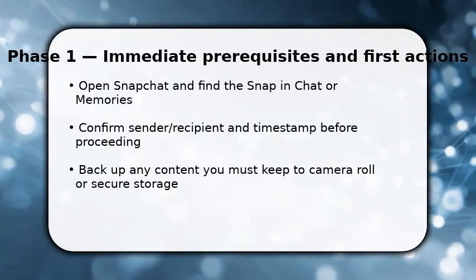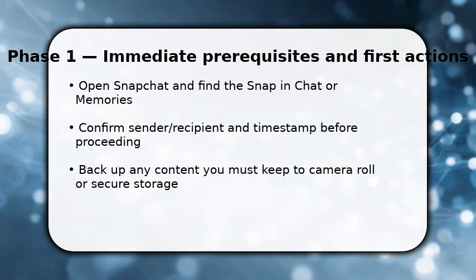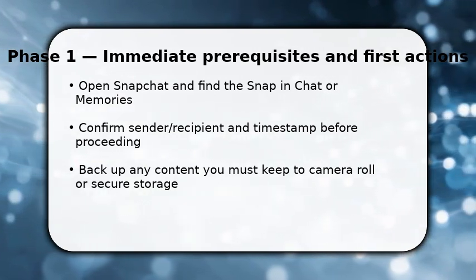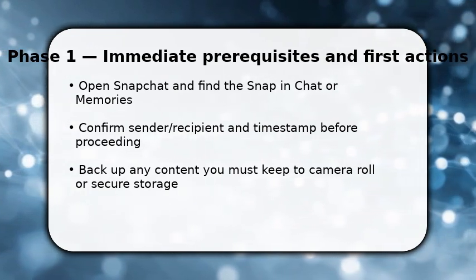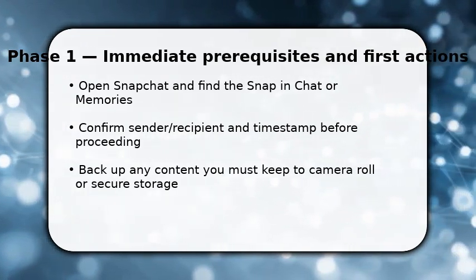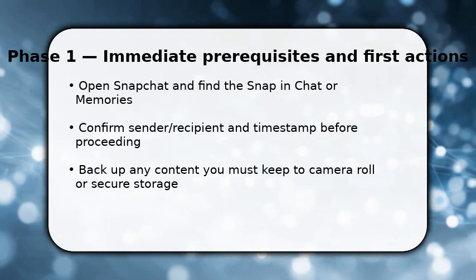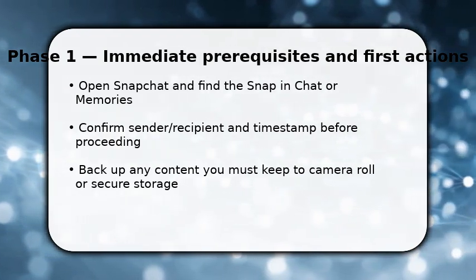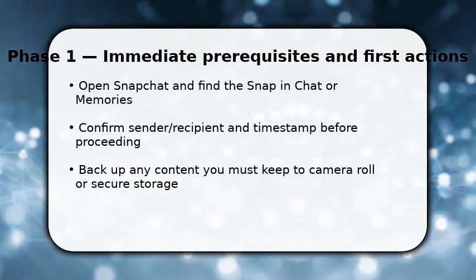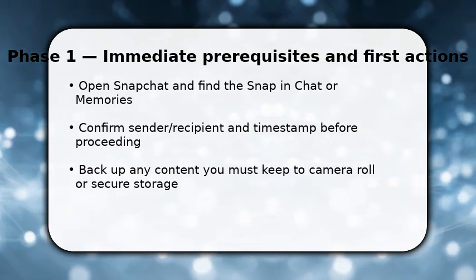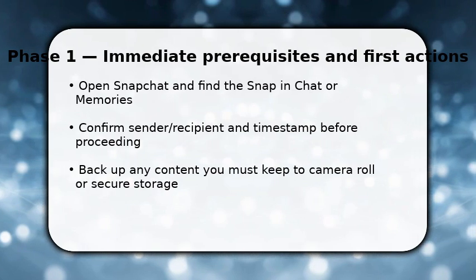You begin by locating the exact photo, open Snapchat, go to chat if it was sent directly, or memories if saved. Once you find it, make sure you note who has it and when it was sent, because that affects removal options. You should immediately save any material you need to keep to your camera roll, then proceed to deletion steps. This prevents accidental loss while you try removal methods.